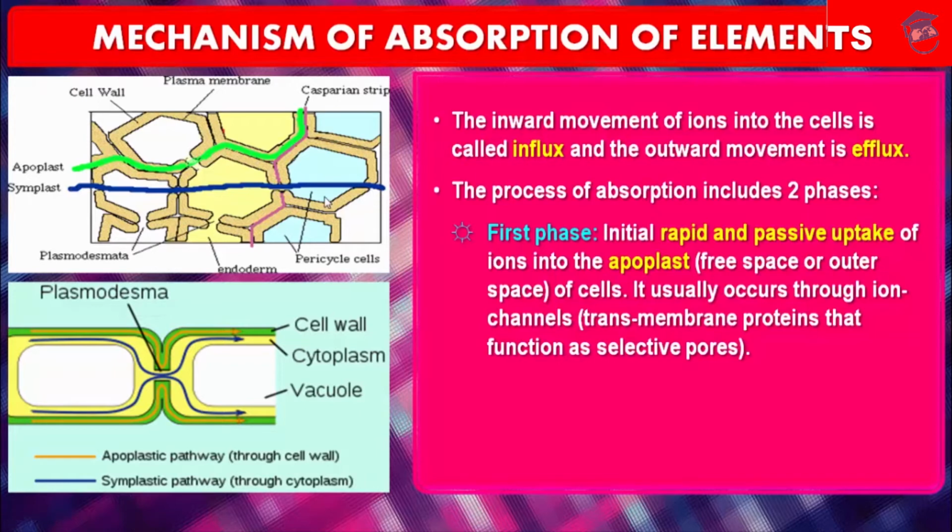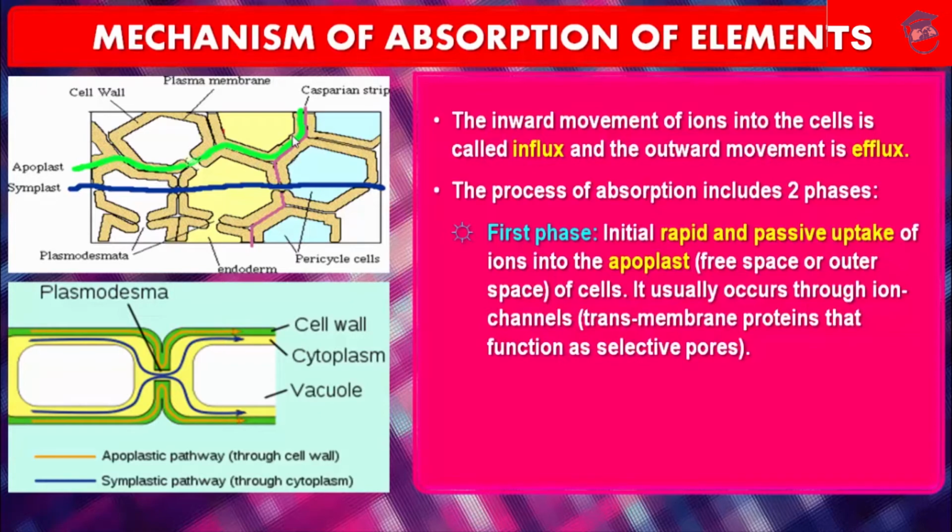How does absorption take place in two phases? First, I told you, in the first phase, initially rapid uptake takes place, but it is passive. That means it does not require any energy or ATP for the uptake of nutrients from soil into the root. The apoplast is a free space, or the outer space of the cell. See, this is the cell and this is the outer space of the cell. So the apoplast is your free space or outer space of the cell.